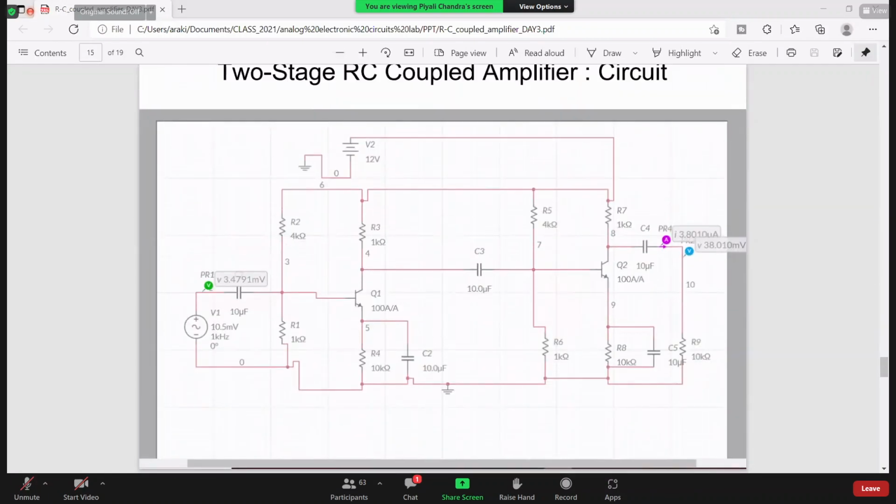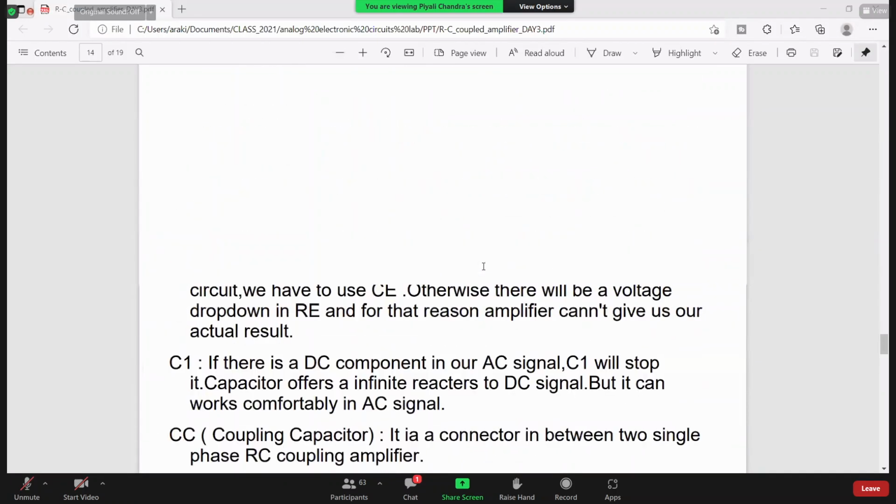If I discuss the circuit, look at that circuit. This part, follow my cursor. This part is one stage and this part is another stage, right? So when both are connected, that will produce a two stage. So the output of this stage will be the input of this second stage through this capacitor. So that is the point.